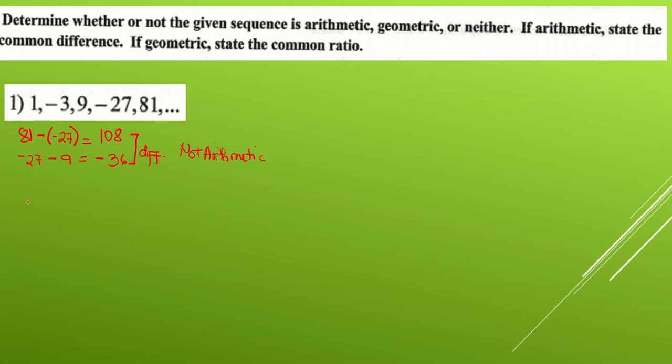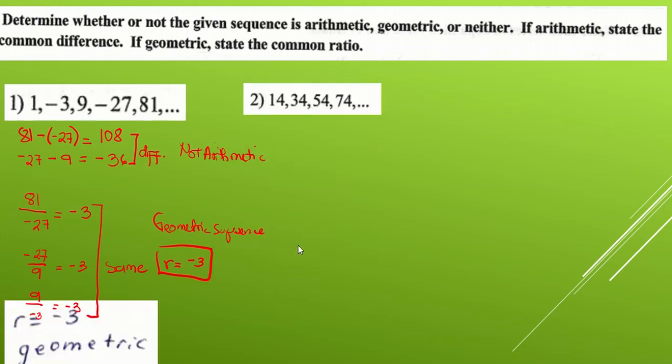Okay, next, let's see if it is geometric. So that means 81 divided by negative 27. So that is negative 3. Then, negative 27 divided by 9 is still negative 3. Then, 9 divided by negative 3 is still negative 3. So, since these are the same, then you have a common ratio that is negative 3. This makes it a geometric sequence. Okay? Next.